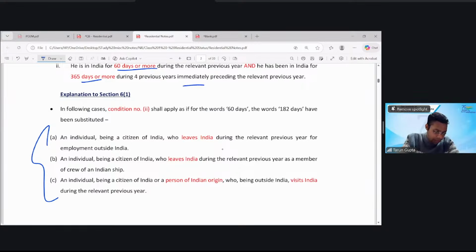Now for these three types of persons, condition number 2 does not apply. First, an Indian citizen leaving India for employment outside India. What do you mean by employment? If I'm going outside to start my own business, I'm not joining a job, will I fall into this category? The answer is yes. Employment includes self-employment.